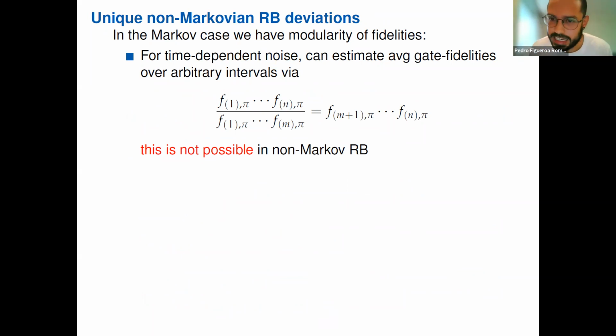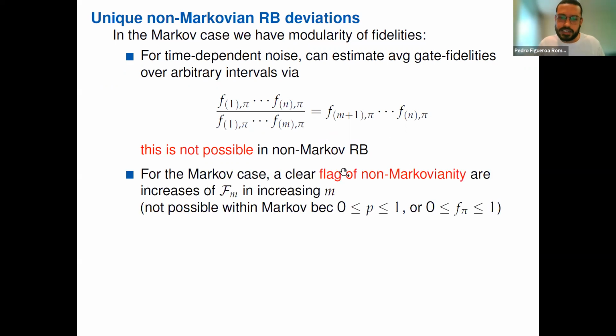Now, as I was saying, you don't have this modularity property in the non-Markovian case. What I mean with this modularity is that you cannot take ratios of quality maps, because these quality maps depend on the whole sequence. In the Markovian case, you can take ratios of quality parameters. Suppose you have some randomized benchmarking process of length n and another of length m. Then if you take the ratio, you just get the product between m plus 1 and n of these quality parameters. But in the non-Markovian case, you cannot really do that.